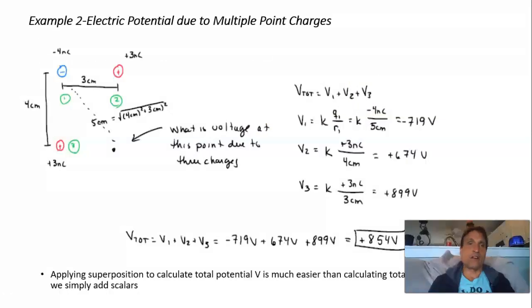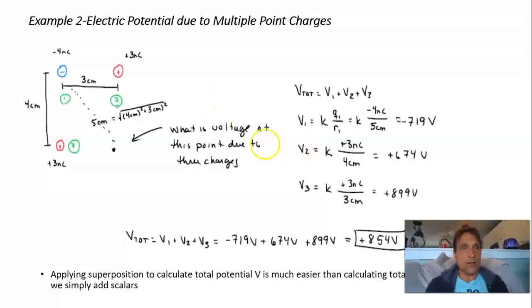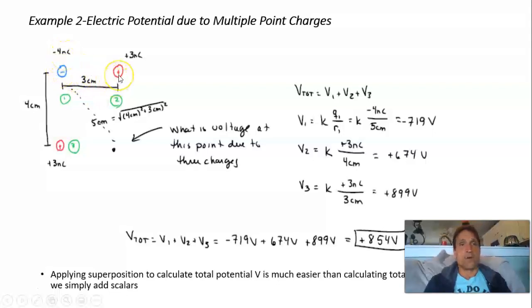So let's do an example here. Suppose that here's our familiar example where we have the square and we have the 3 charges. In the upper left corner, the charge is negative 4 nanocoulombs. In the upper right corner, it's equal to plus 3 nanocoulombs. In the lower right corner, it's equal to plus 3 nanocoulombs. And suppose we want to know the voltage or the potential at this 4th corner of the square.